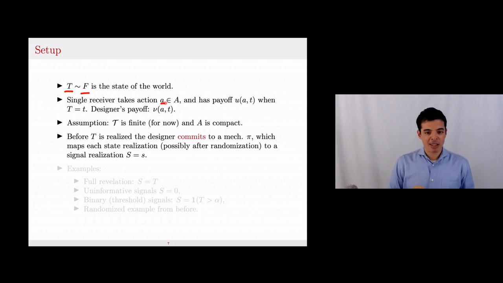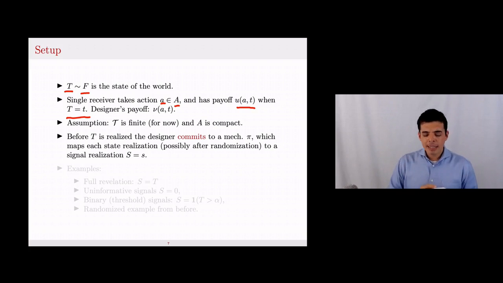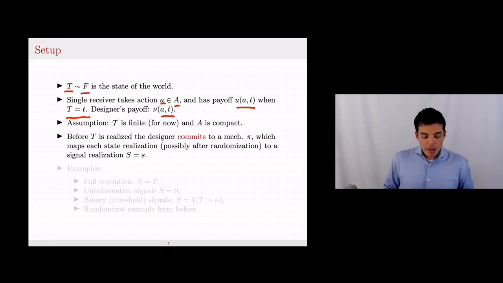If she takes action little a, which belongs to the set of possible actions capital A, her payoff, the receiver's payoff, is given by U(a, T), where T is the state realization. So this is important. The payoff of the receiver depends on the action as well as the underlying state, the realization of the underlying state. The designer's payoff similarly depends on the action as well as the state, and I'm going to denote the payoff of the designer by nu. I'm going to make the following assumption for now.